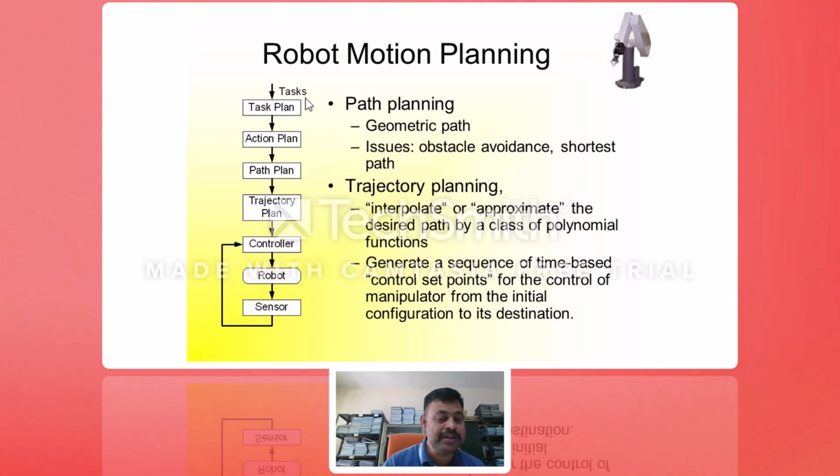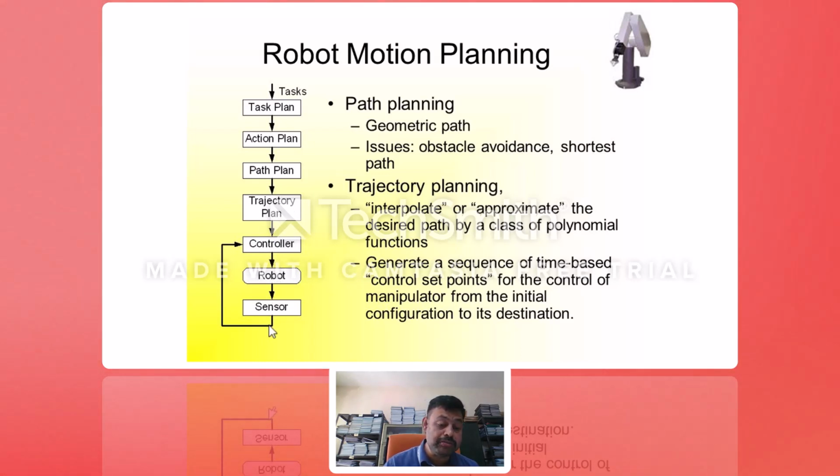So the task may be pick and place, that is a linear movement, or sometimes pick and place will be an angular movement. We need to understand what the task is. First, we make the task planning. From task planning, you will get an action plan. From the action plan, you will get the path plan. From the path plan, if you put all the time components into that, you can make a trajectory plan. That plan we give to the controller, and based on the plan given, the robot will function.